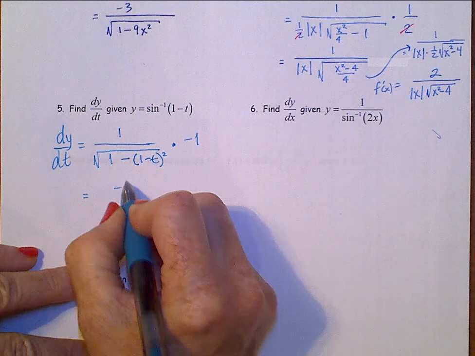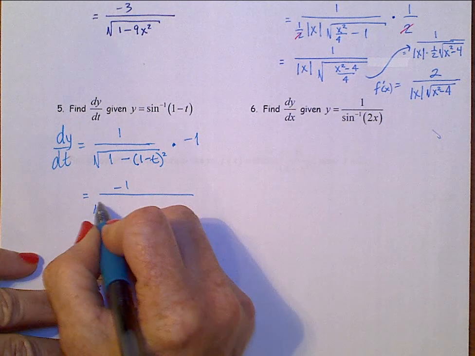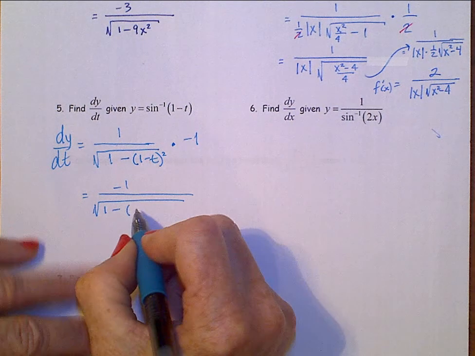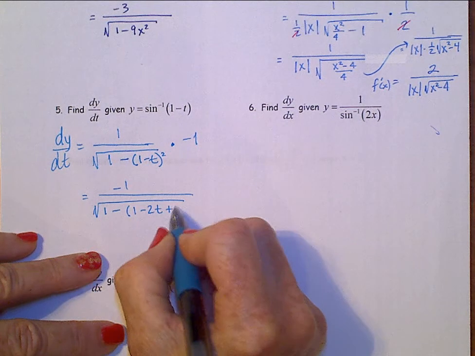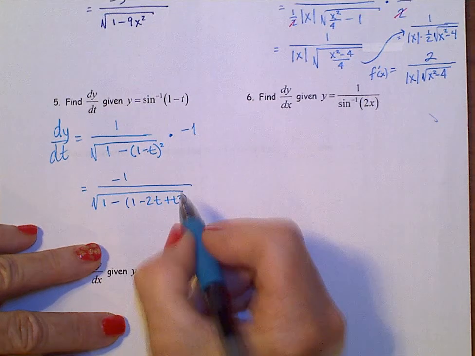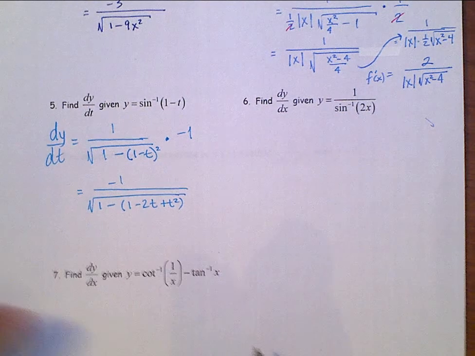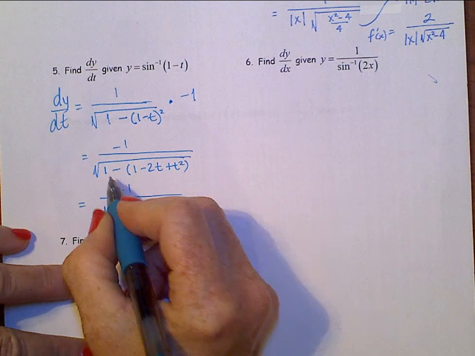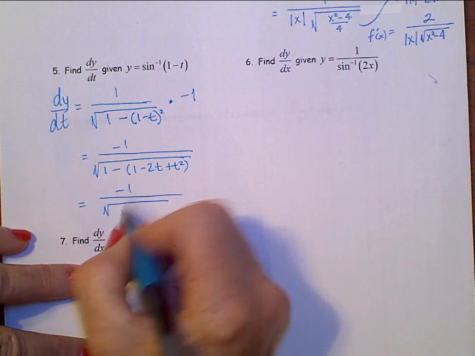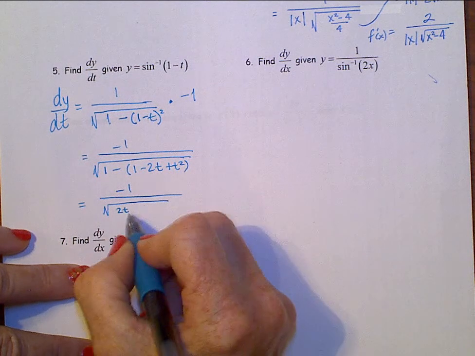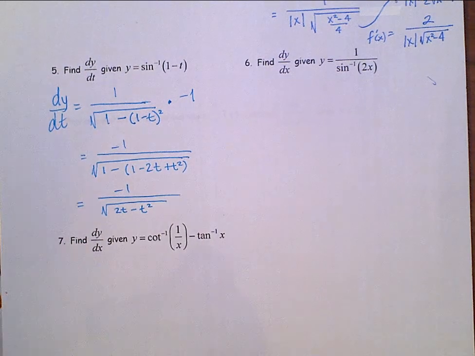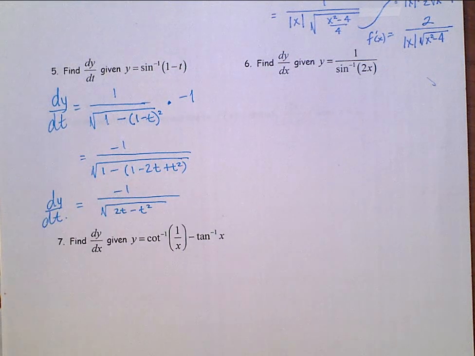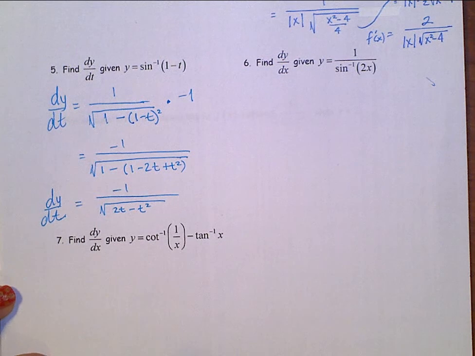Simplifying, I'm just going to square out this 1 minus t, so that's a 1 minus 2t plus a t squared, and combining some like terms, 1 minus 1's gone, minus a minus 2t is 2t minus t squared. There's the derivative. They are ugly looking derivatives, but they are correct.